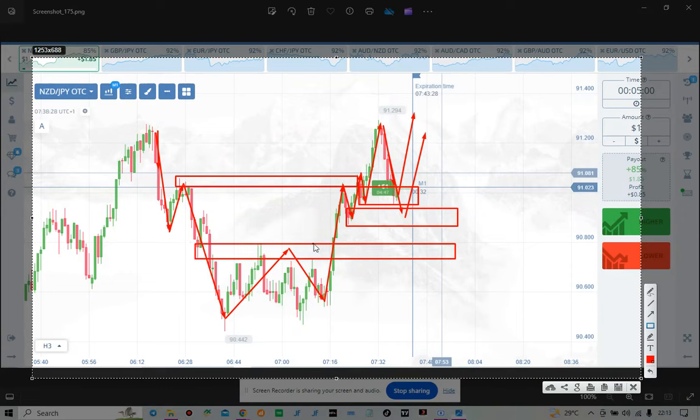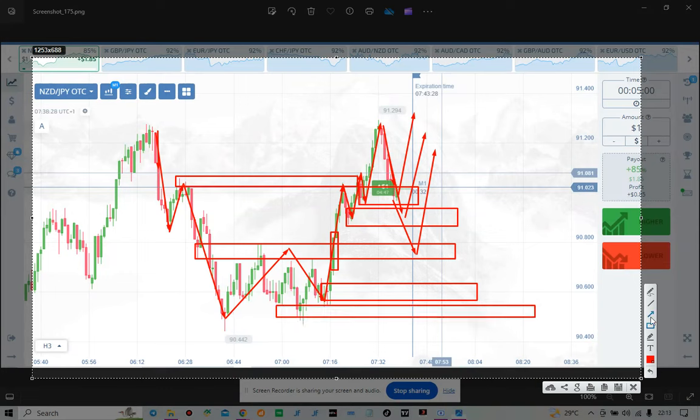Okay, the neckline, because the price has already broken the neckline. This candle broke the neckline, so if the market should come down again to this level, I'll be looking for a reversal. But if the market still decides not to respect this level, this is the level I'll be looking for entry.